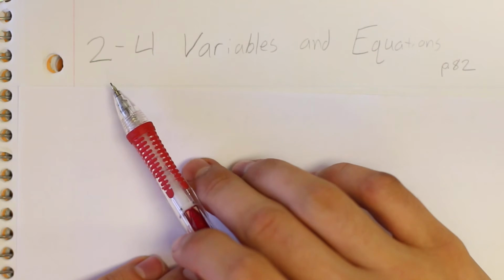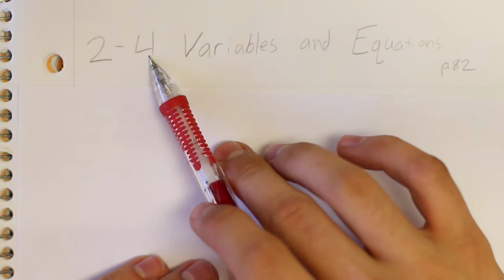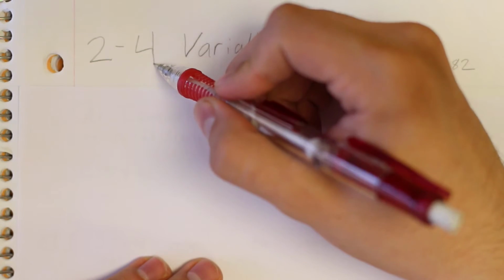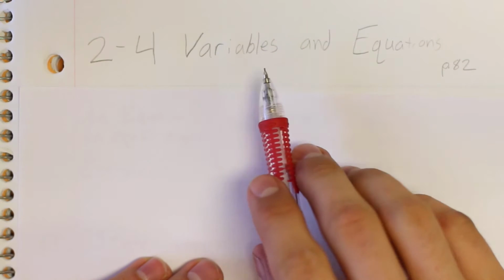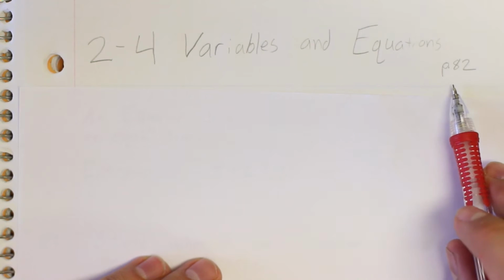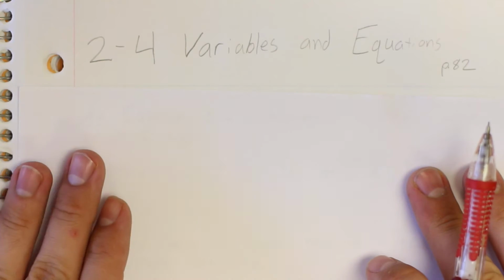All right. Today we're going to be looking at section 2.4, variables and equations. You can find this on page 82.